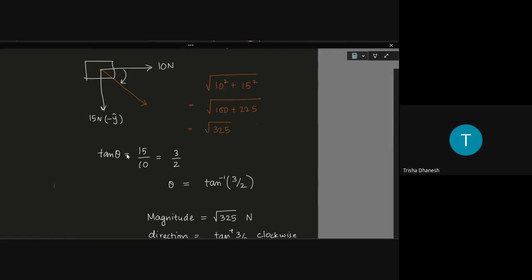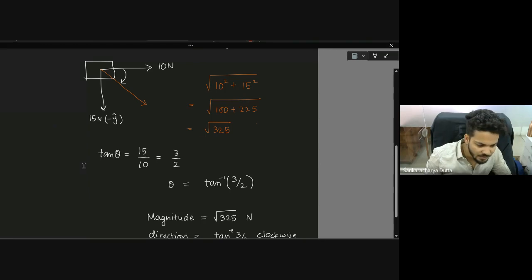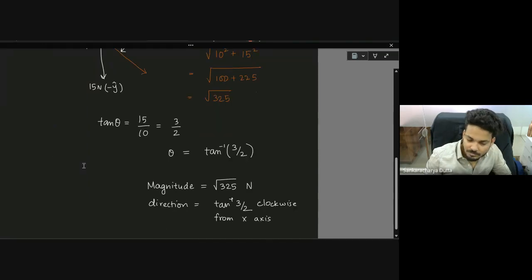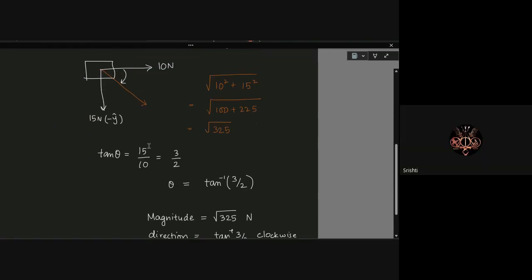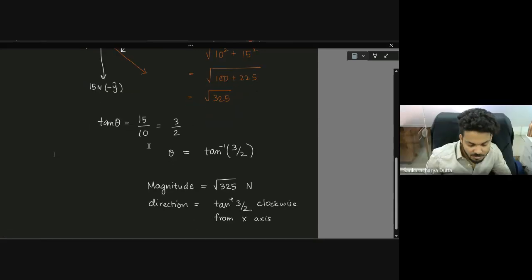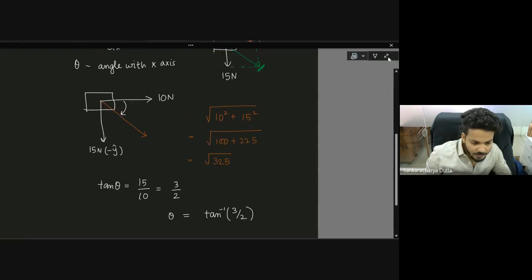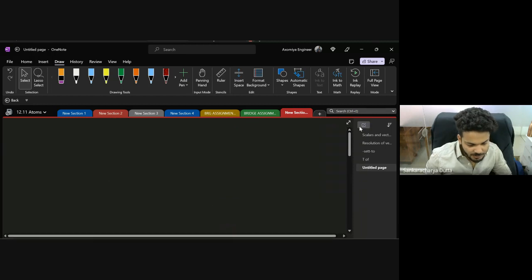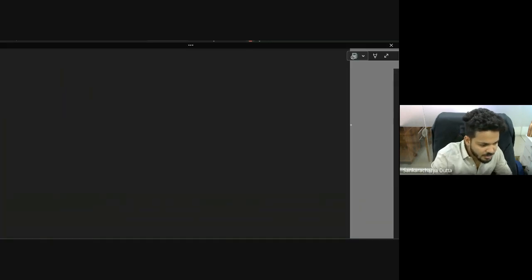Guys, any doubt? If you have any doubt, feel free to ask. So the answer will be written in tan inverse, right? Yes, tan inverse. Let's move forward and talk about the next topic.